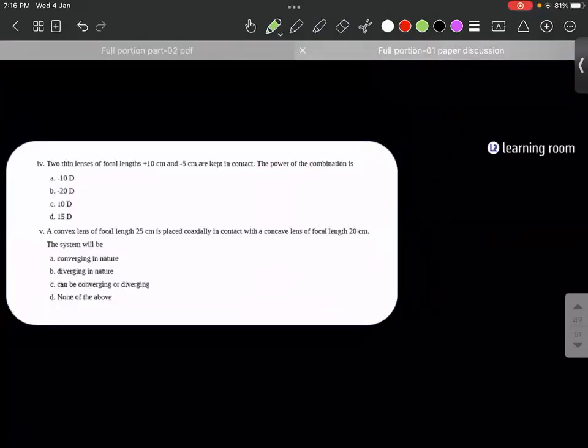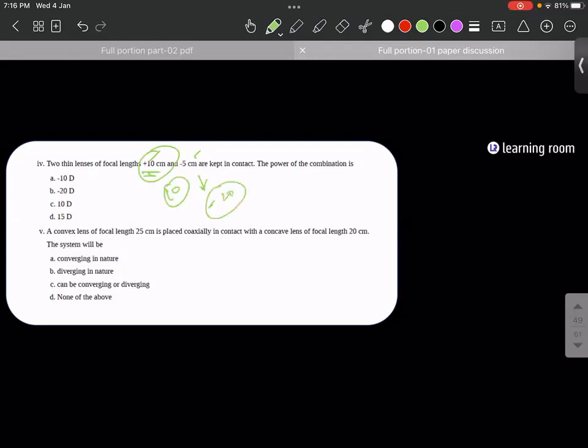Yes. So two thin lenses of focal length 10 and 5 are kept in contact. The power of the combination is plus or minus? Their focal length. So focal length is 10 means power will be plus 10 and this will be minus 20. So answer will be minus 10. I hope you understood. They have given the focal length, but they're asking the power of the combination.